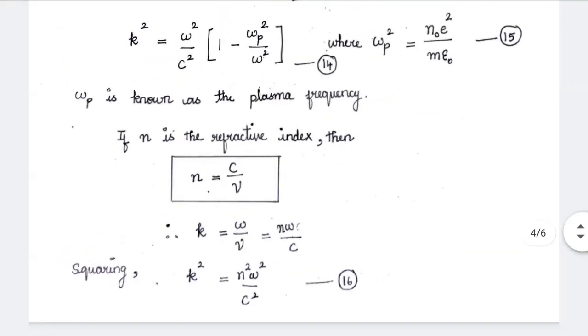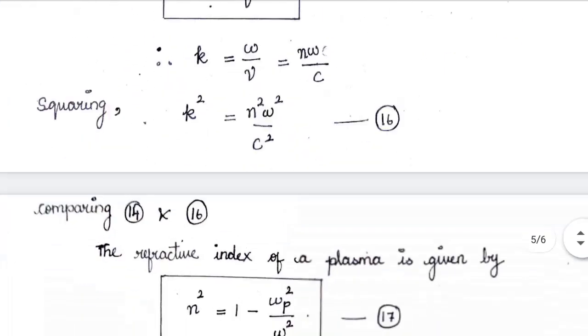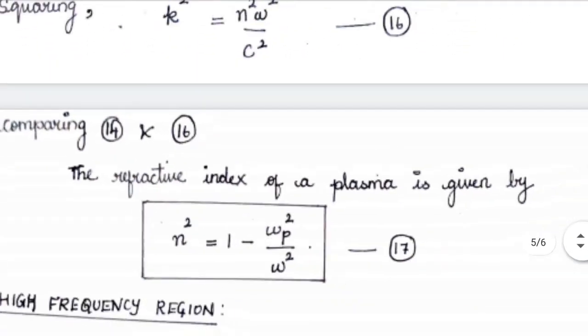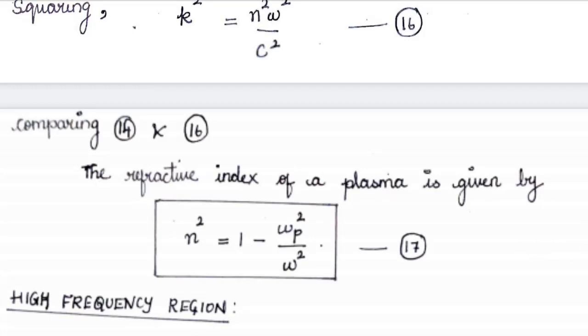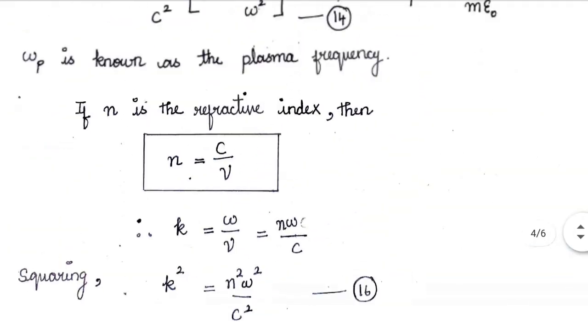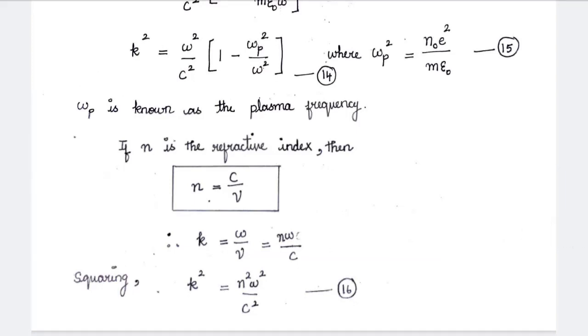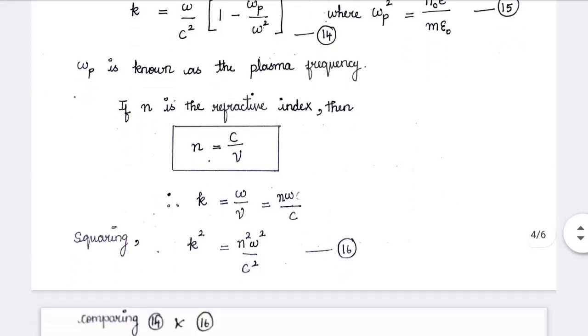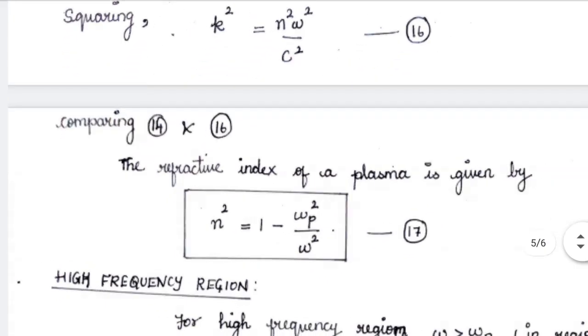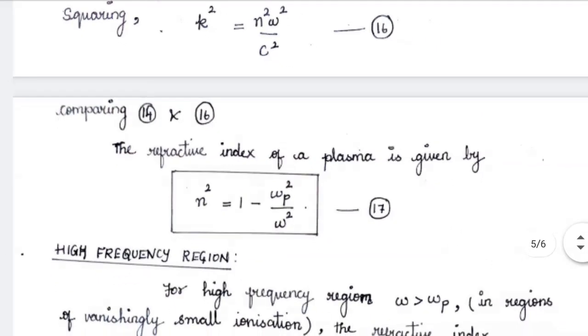See, equation numbers 14 and 16 both represent k square. So on the other side also we have omega square by c square. So comparing these equations, we get the refractive index of the plasma as n square is equal to 1 minus omega p square by omega square. Compare equations 14 and 16, you could see n square is equal to 1 minus omega p square by omega square, or n is equal to root of 1 minus omega p square by omega square. So let us name this equation as equation number 17.